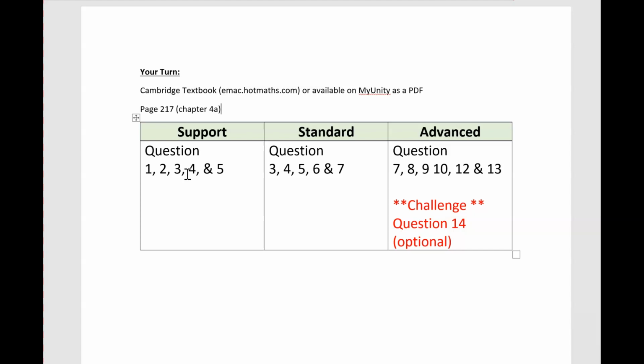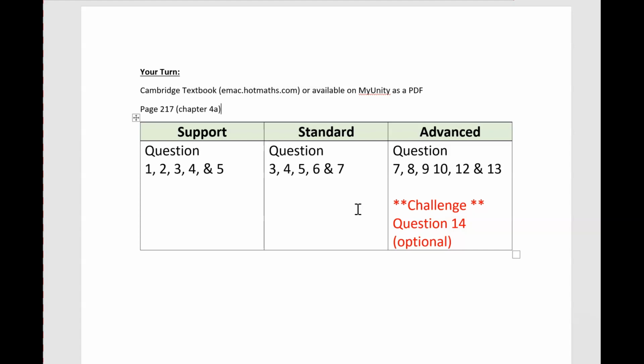And the advanced, I want you to do 7, 8, 9, 10, skip 11, do 12 and 13. If they have multiple parts, again, if they're not related to each other, so you don't need to do A, B, and C to do the question, just choose A and C, and then E, skip the middle ones. There's also a challenge question there. Question 14 gets pretty hard. Give it a go. Let's see how you go.